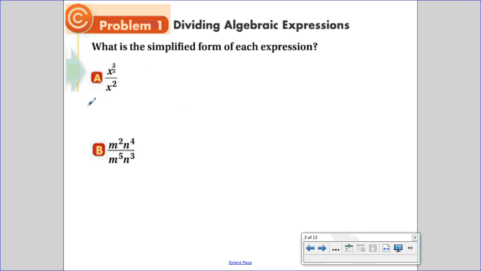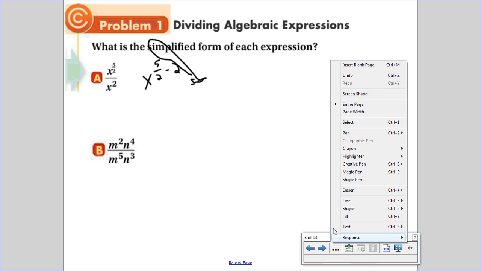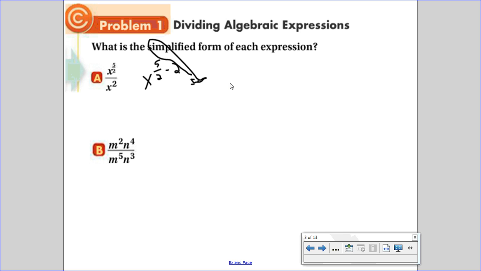All right, so let's try these two. So this is x to the 5 halves over x squared. So we have x to the 5 halves minus 2 is basically what we're looking at. So we have to turn this, how many halves is 2? 2 is 4 halves, so 5 halves minus 4 halves would leave us with x to the 1/2 power.